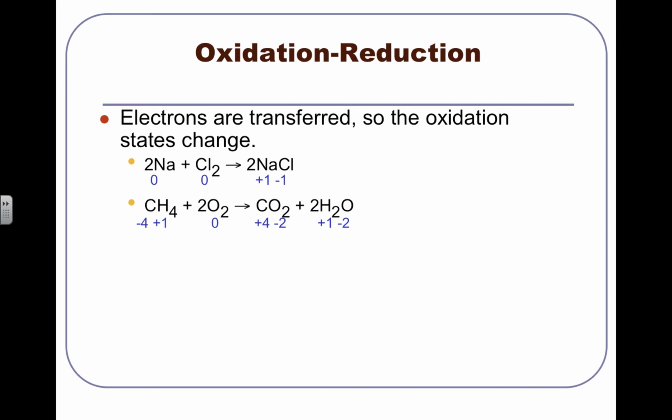Okay, let's try this example. We have the combustion of methane to form carbon dioxide and water. We see that oxygen goes from 0 to negative 2. That's a gain of electrons, so oxygen is reduced. And carbon goes from negative 4 to positive 4, so it's oxidized. It loses electrons. Since it was oxidized, CH4, methane, the thing that contains carbon, is our reducing agent. It allowed oxygen to gain electrons. And oxygen is our oxidizing agent. It allowed carbon in methane to be oxidized.